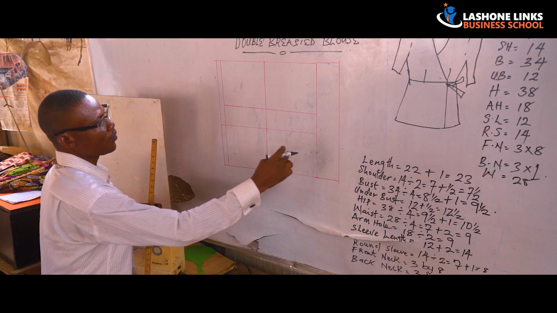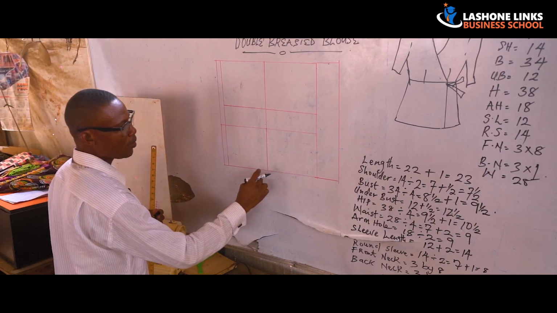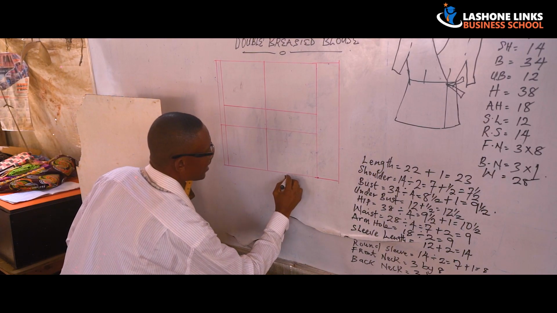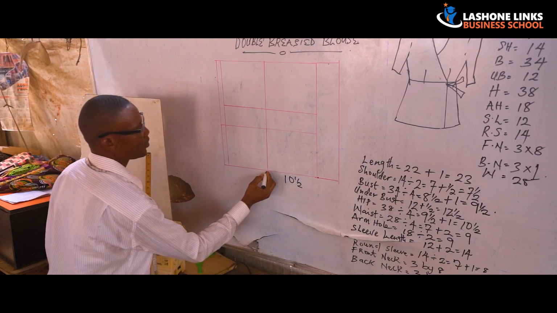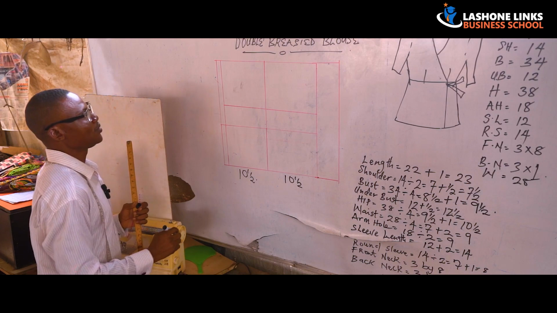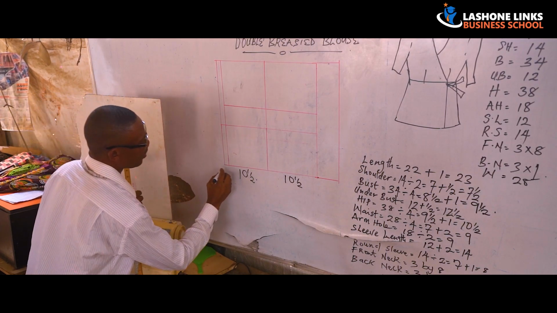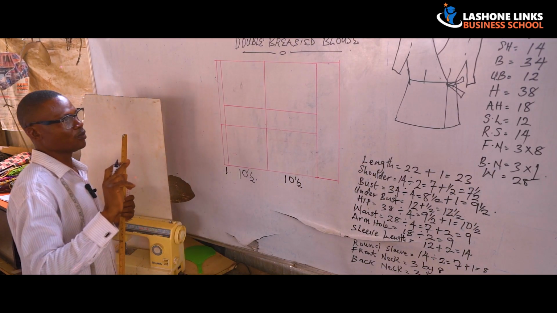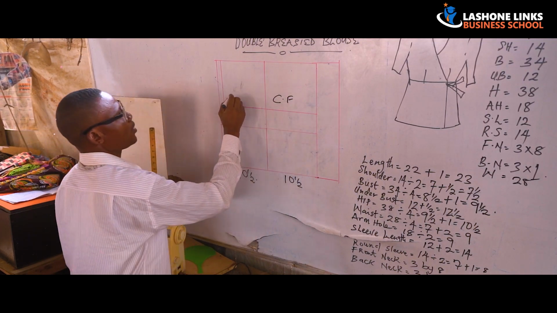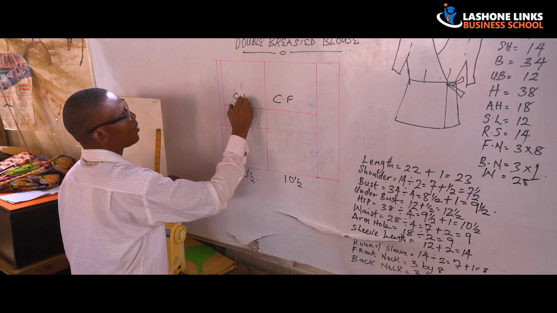So your block from here to this place is your block. You measure from this place to this side 10.5. You come to the back again and measure 10.5. Then here is your zip allowance, which is 1 inch. So this place is your center front, while this side is your center back.